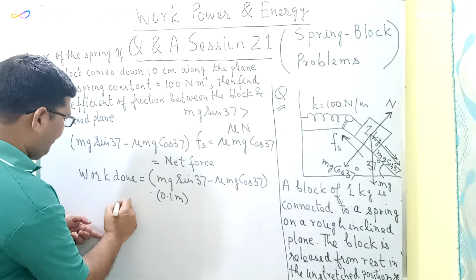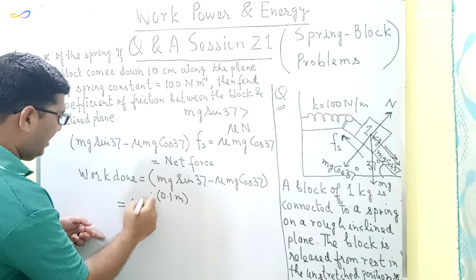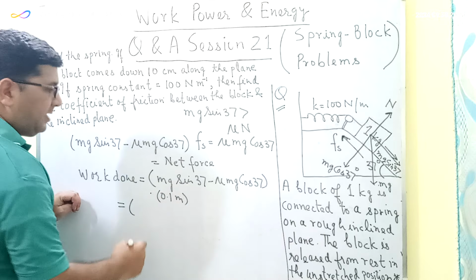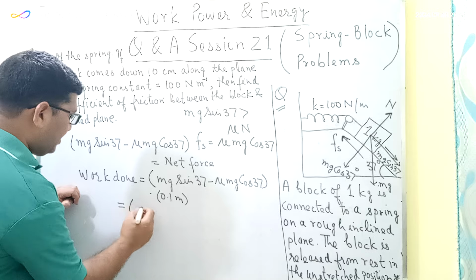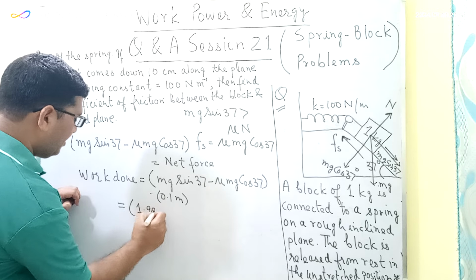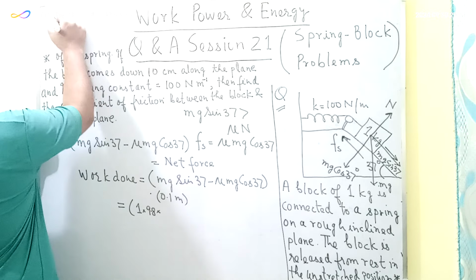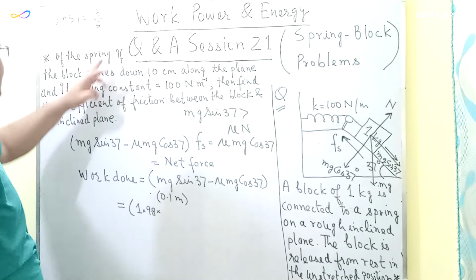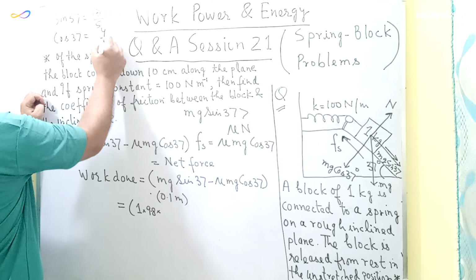So the total work done will be equal to, m is equal to 1 kg, and g is equal to 9.8 meter per second square in this question. So 1 into 9.8 into, now sine 37 is equal to 3 by 5, and so if sine 37 is equal to 3 by 5, then cos 37 is equal to 4 upon 5.